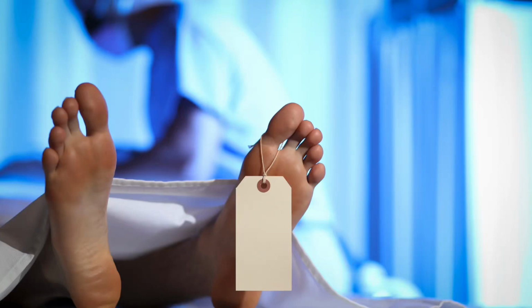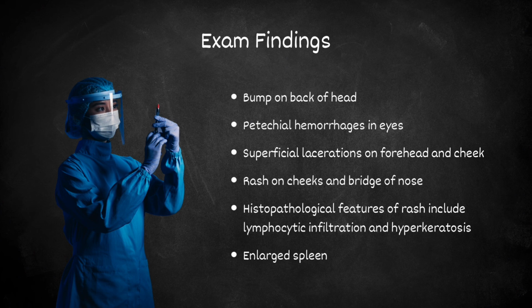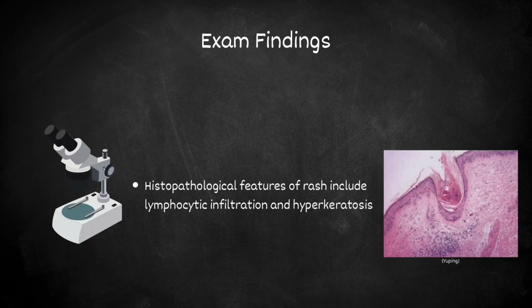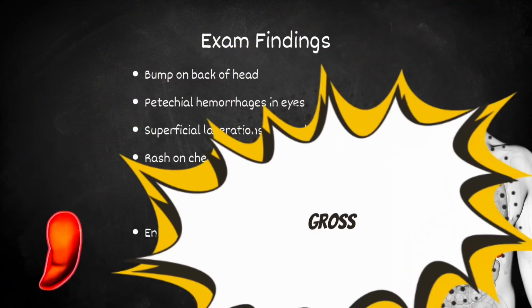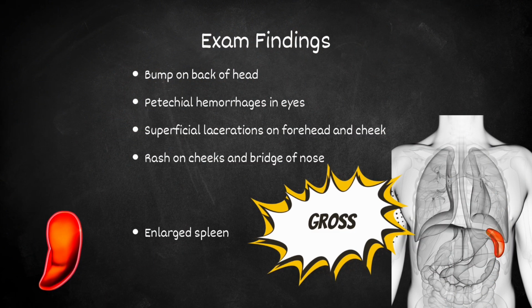In the case of Rufus Humphrey, Dr. Mell evaluates his gross and microscopic anatomy. Out of her initial findings, the one where she looks at the histopathological features of the cheek scrapings from Rufus's rash is microscopic. Gross anatomy was used to make all these other observations, including the enlarged spleen.